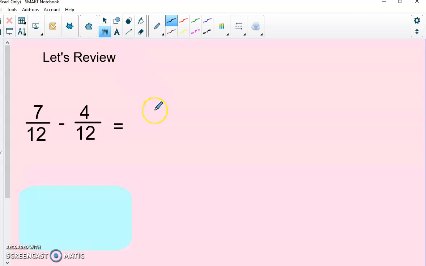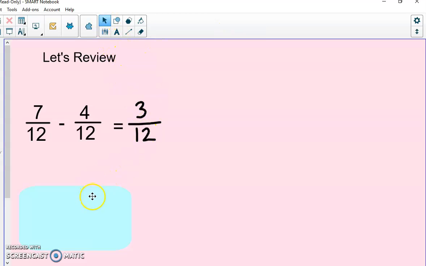What we remember from last week is that when we subtract, our denominators stay the same. So if I'm starting with 12ths in my equation, that means my answer will have 12ths as well. Now I need to subtract my numerator, 7 take away 4, which equals 3. So my final answer is 3/12.